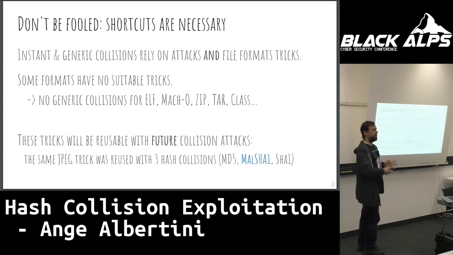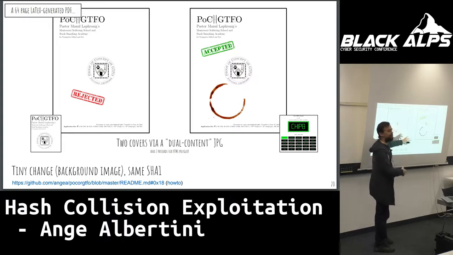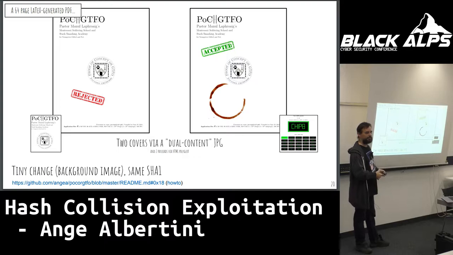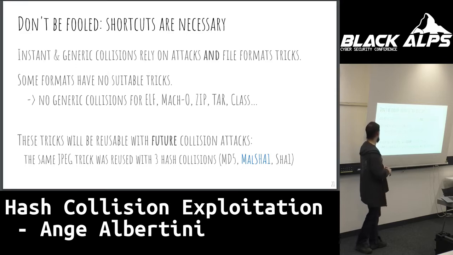So it's not new attacks. There are file format shortcuts that are needed to have this instant aspect. There is one attack that is super fast, and we'll see that it's very hard to exploit. All these other computations, like this attack, took 6,000 core years. So that's a lot of time. And this is combined with file tricks to make it instant again with new files. Any questions so far? All good?